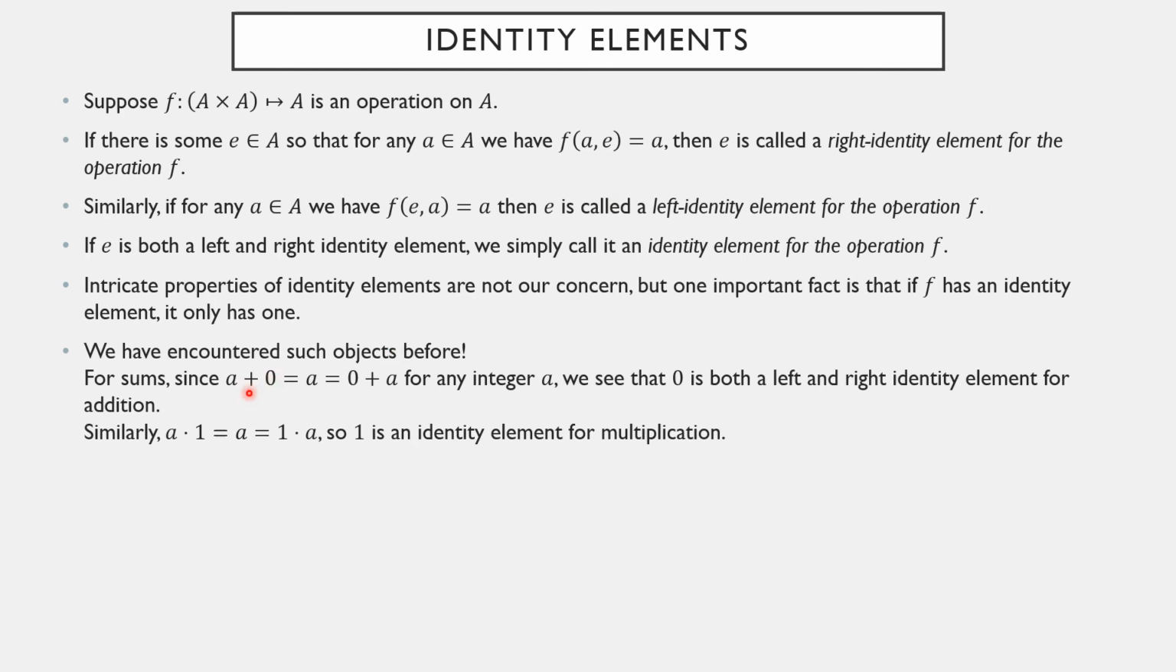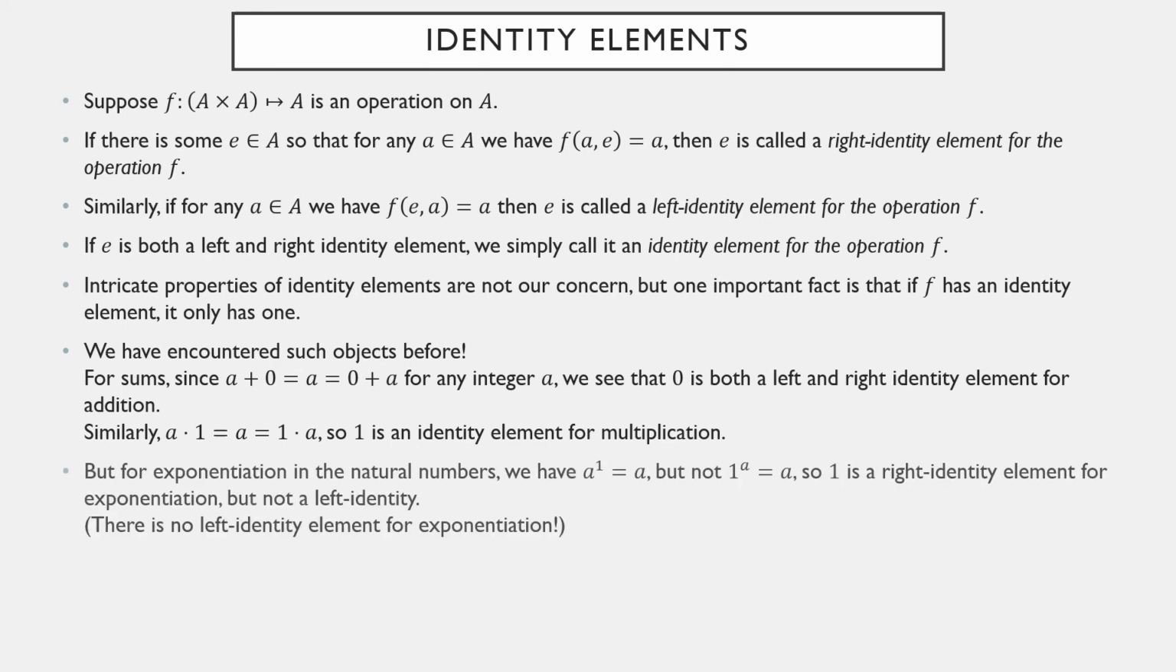For addition, 0. If you add 0 on the right or you add 0 on the left, it doesn't matter. You don't change the value of what we started with. And for multiplication, 1. If you multiply by 1 on the right or you multiply by 1 on the left, you don't change the value. So 0 is the additive identity, the identity element for addition, and 1 is the multiplicative identity, the identity element for multiplication.